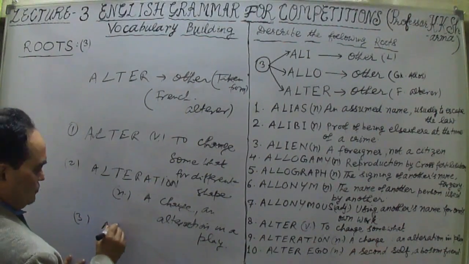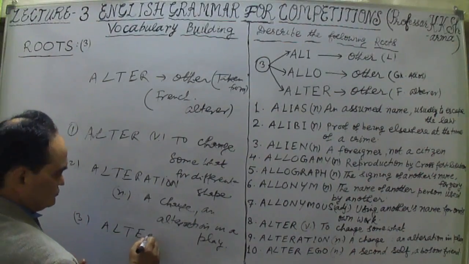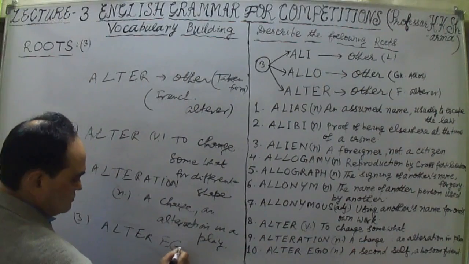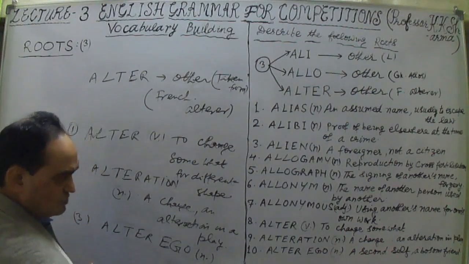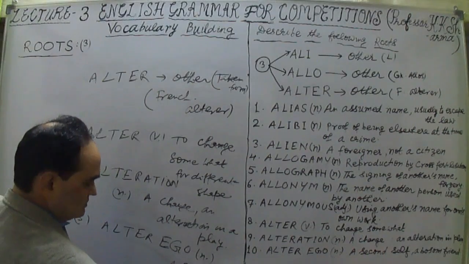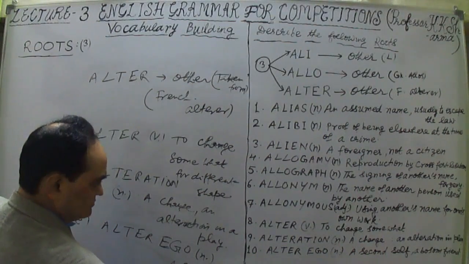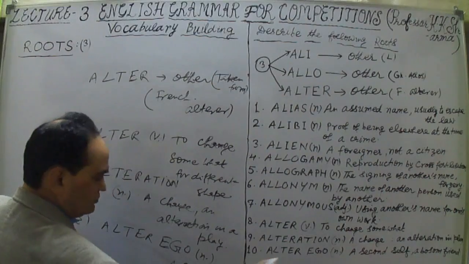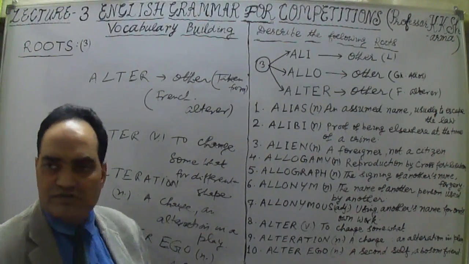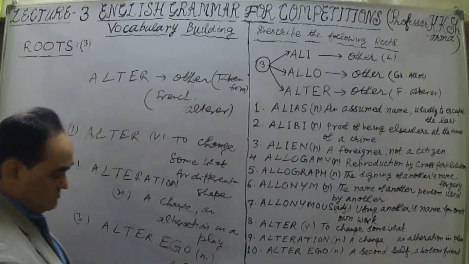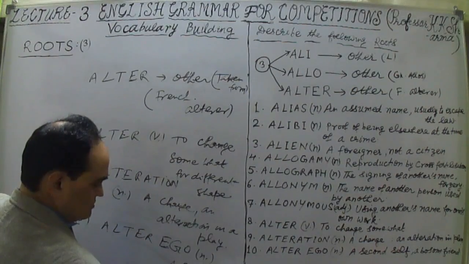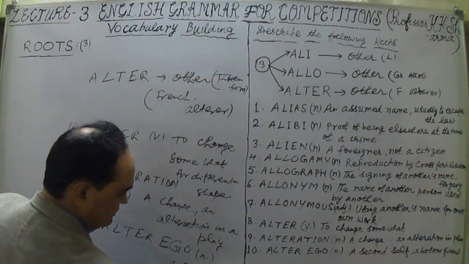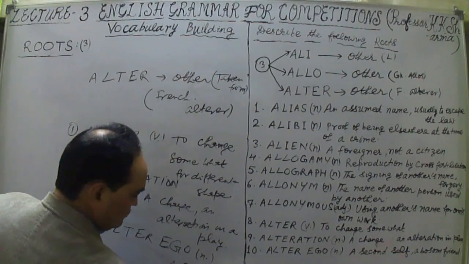And then alter ego. This important word is used. Alter ego means a second. Your alter ego, this meaning is a second self. He is my alter ego. Means just similar type, a bosom friend. For a friend we can use it. A bosom friend. He is my alter ego, I say.